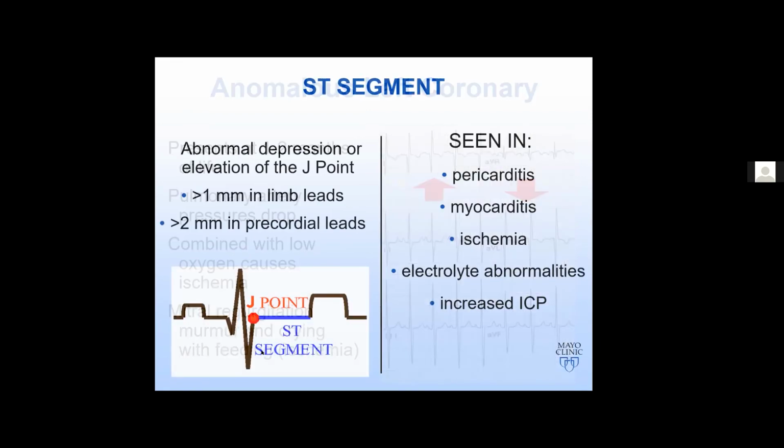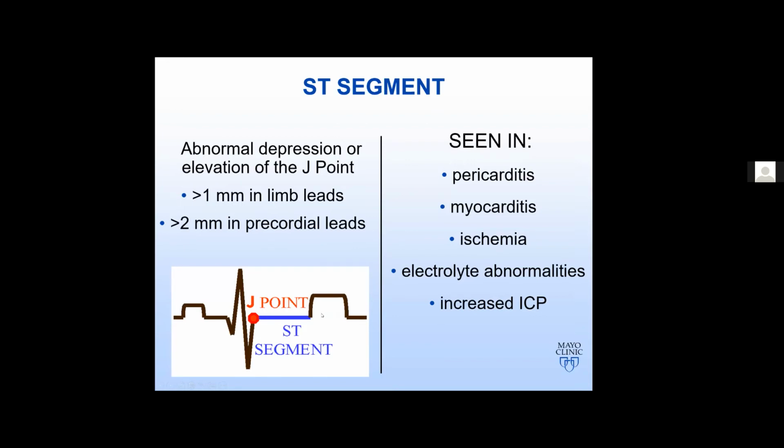So for the ST segment, what we're looking for is the J point, and the J point is where the QRS ends and the ST segment begins. And what we're going to do is compare this to the isoelectric point on the ECG. The isoelectric point is the point where there's no electrical activity. So that's actually the TP segment. In this, there's no electrical activity.